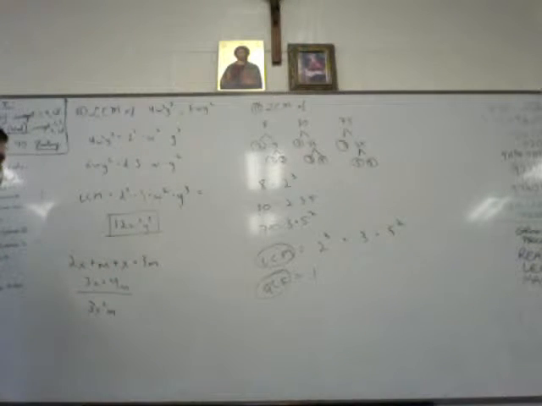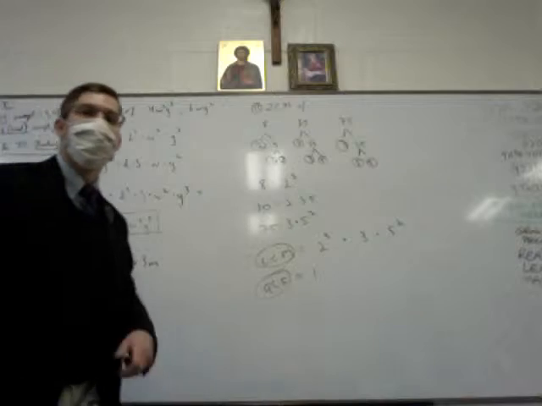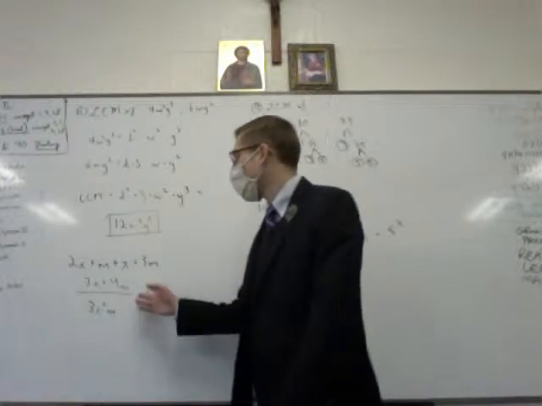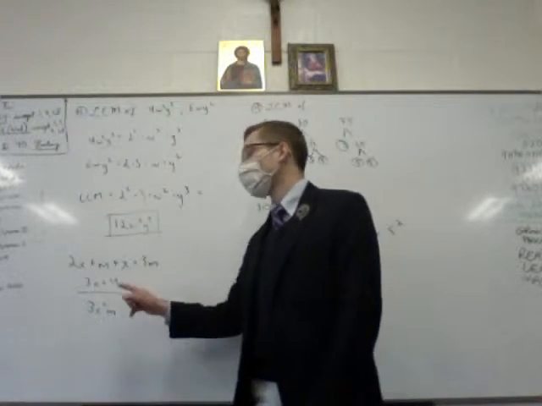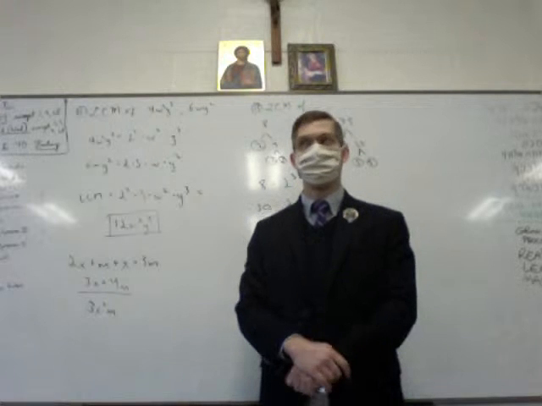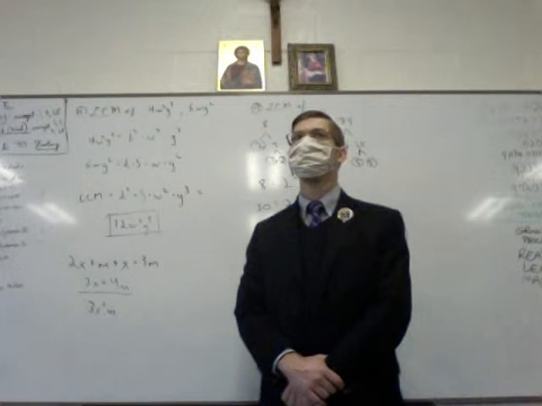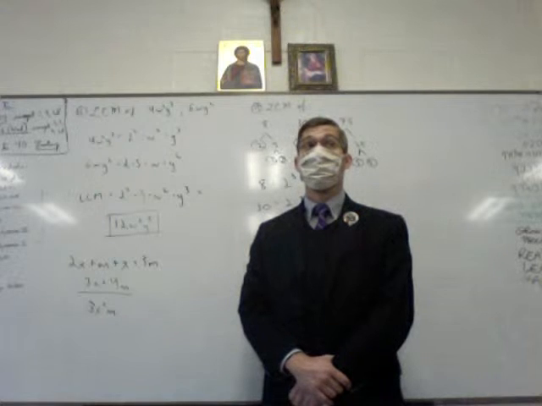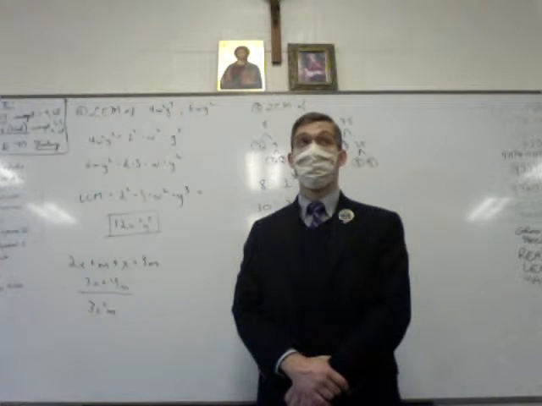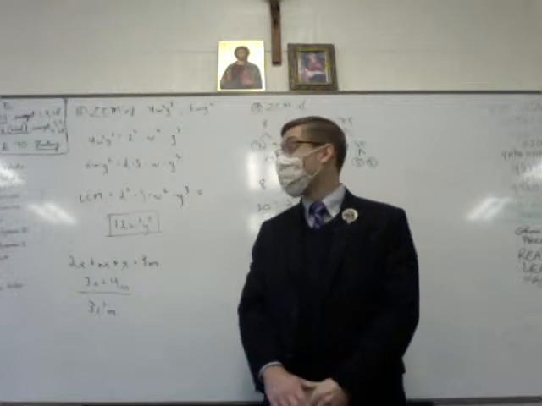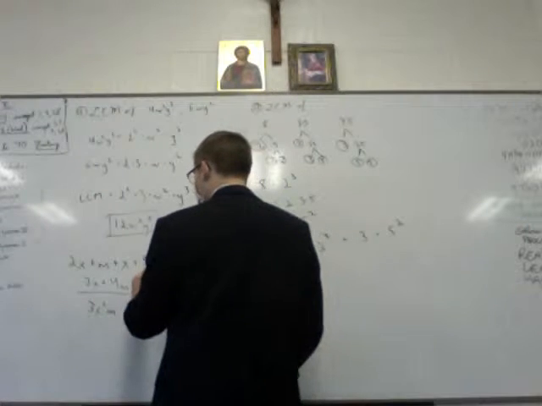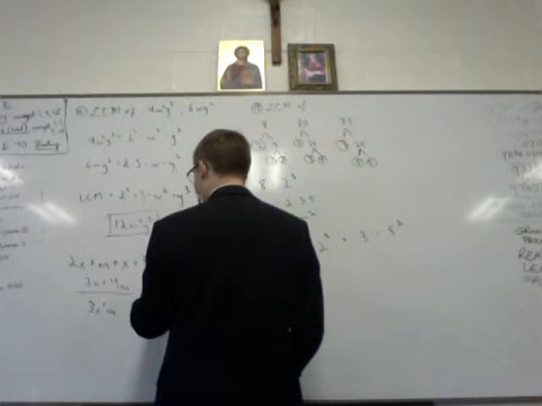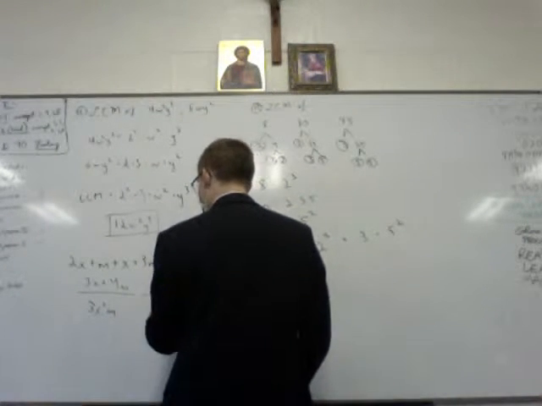So then the question is, can we do any canceling out between the top and the bottom? Maybe by finding the greatest common factor of 3x and 4m. What's the greatest common factor of 3 and 4? 1. That's not going to be helpful. And m and x aren't in common. So we could do this: 1 times 3x plus 4m, divided by 1.